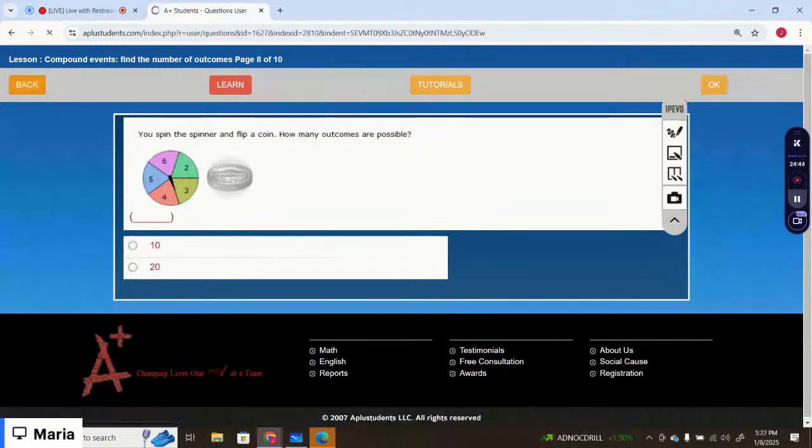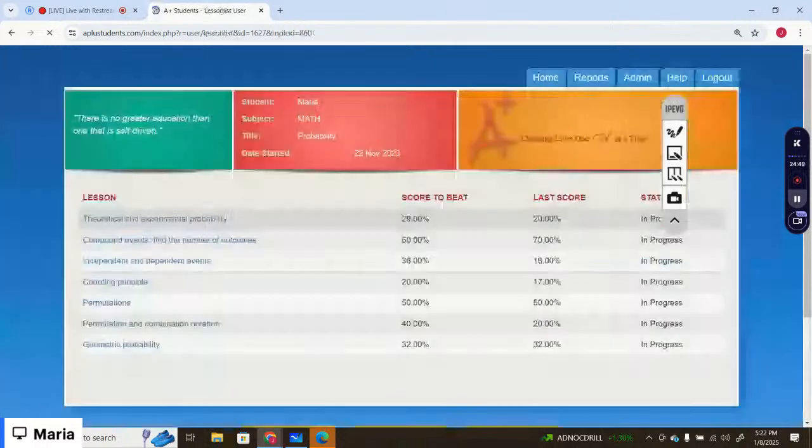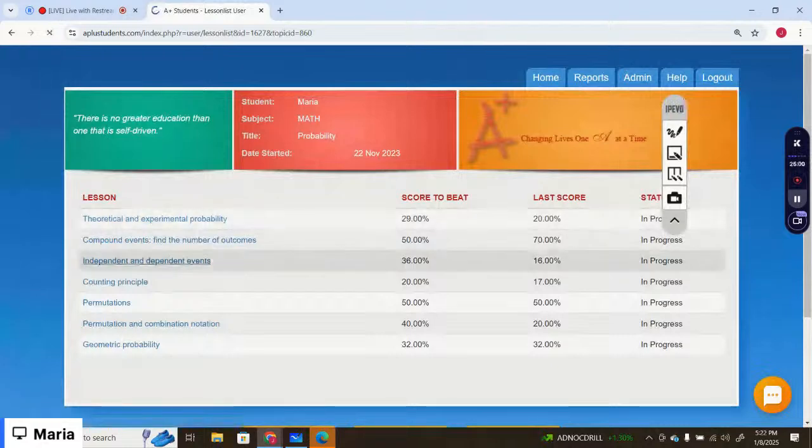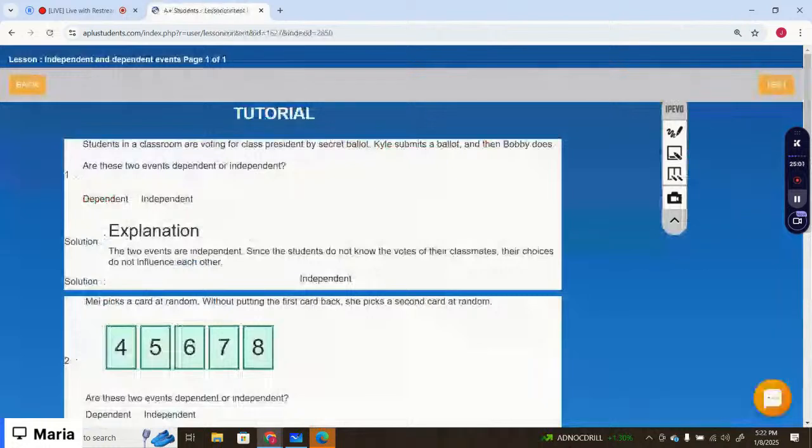Okay, you can complete the lesson by yourself later today. Let me just move on to the next lesson. That is independent and dependent events.